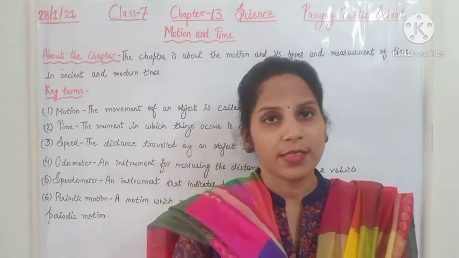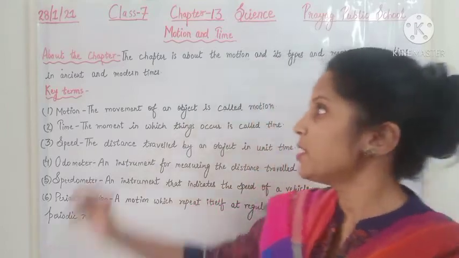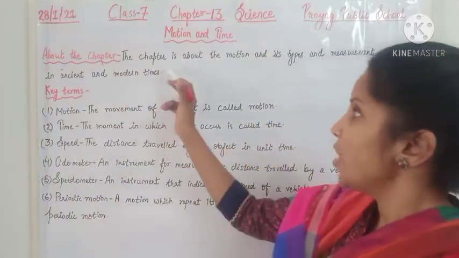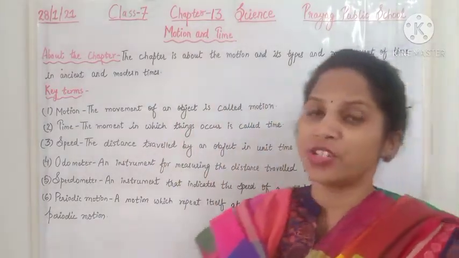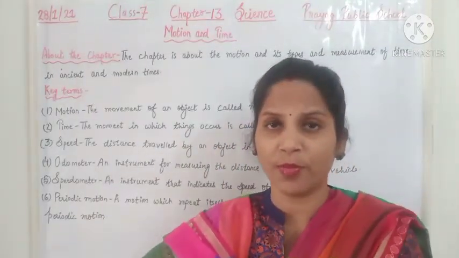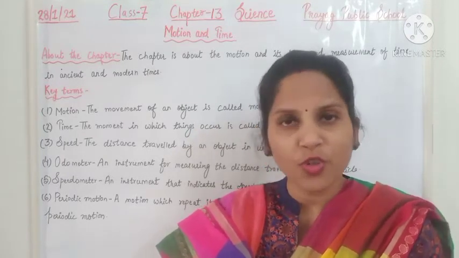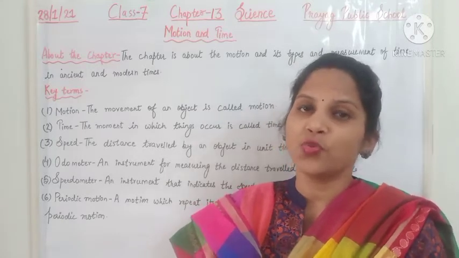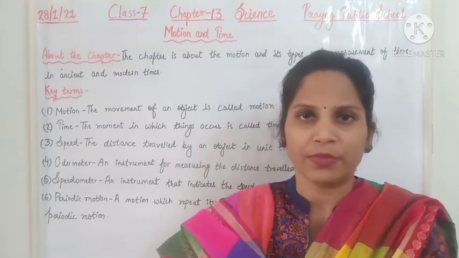Okay, let's start our class today. First of all is about the chapter. What have we studied in this chapter? The chapter is about motion and its types and measurement of time in ancient and modern times. So in this chapter we studied what is motion, how many types of motion there are, and what is time and the measuring devices used in ancient times and now in modern times, right?